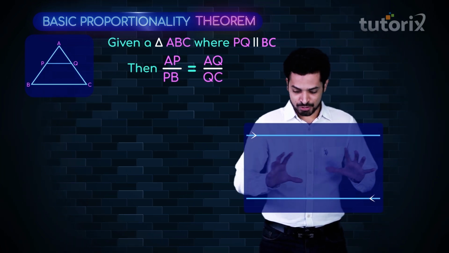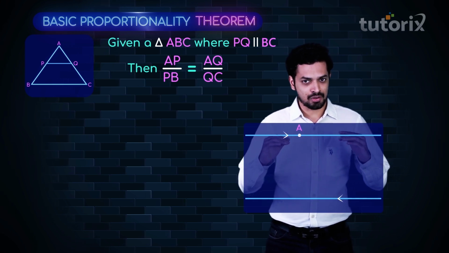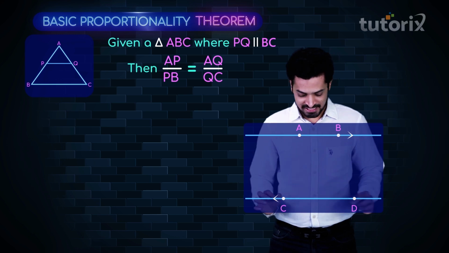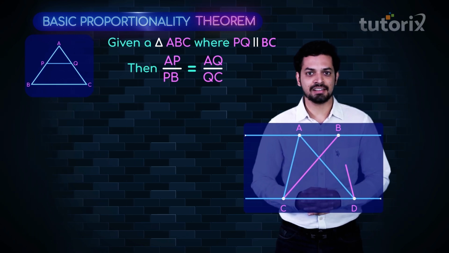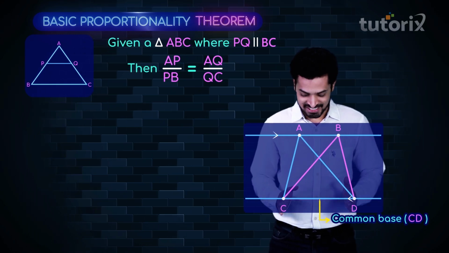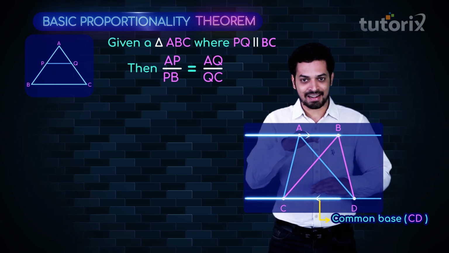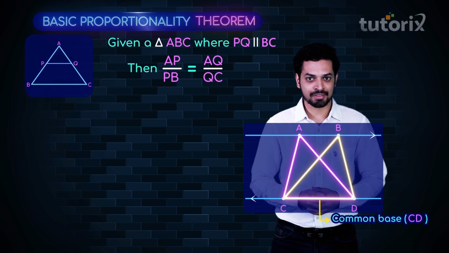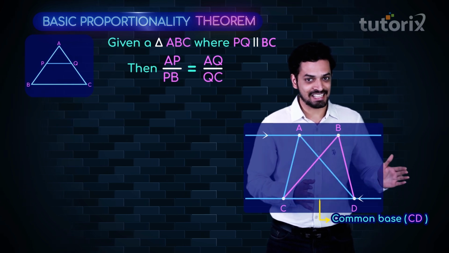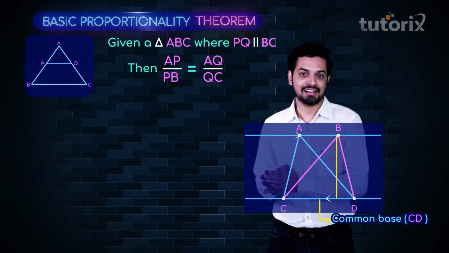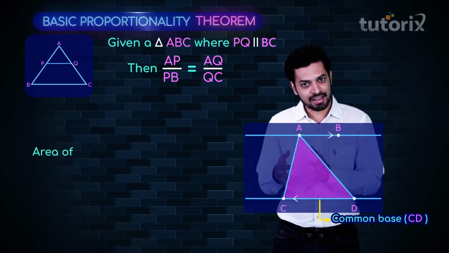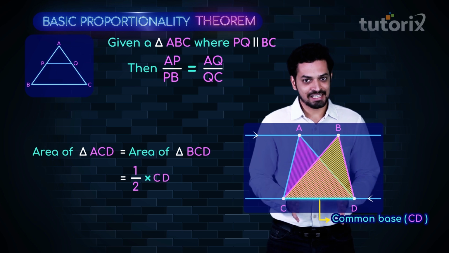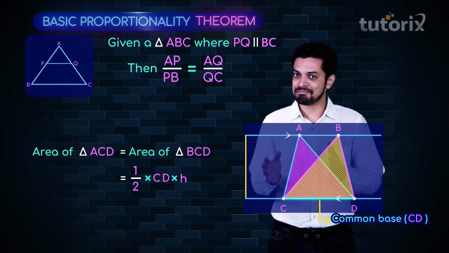That is, if I have two parallel lines with points A and B on the top line and points C and D on the bottom line, then I have triangle ACD and triangle BCD, right? These two have a common base, which is CD, and they are between the same parallel lines. And we know that the areas of these triangles are the same because their height is the same, since they lie between the same parallel lines. So the area of triangle ACD is equal to the area of triangle BCD, which is half the base CD into the height, which is the distance between the parallel lines.